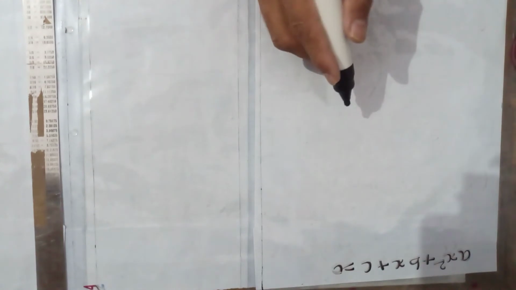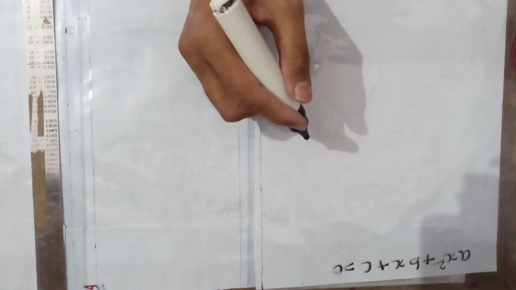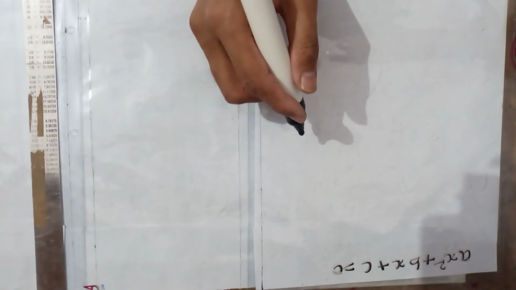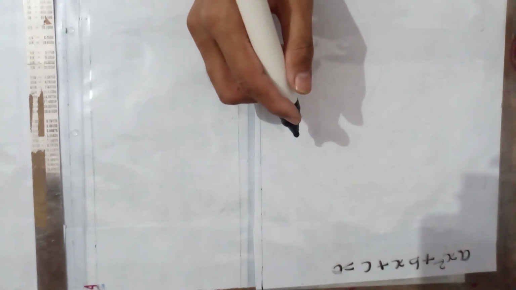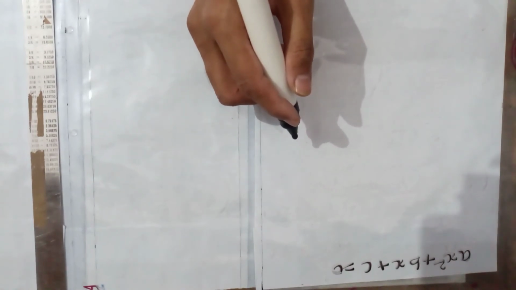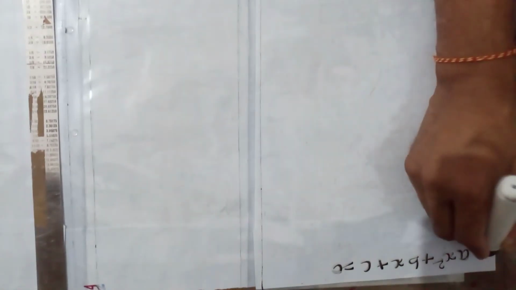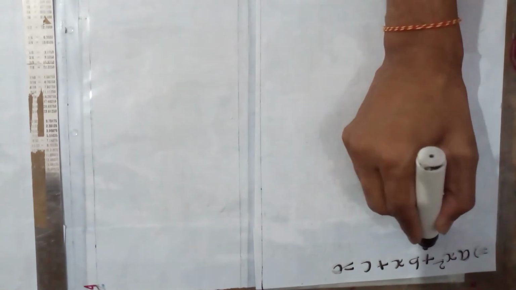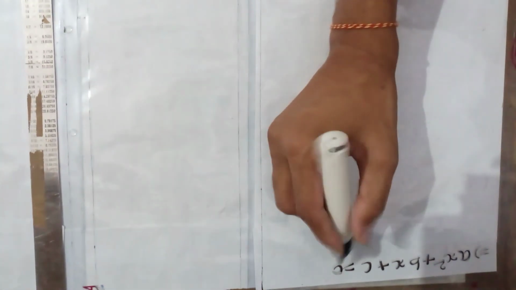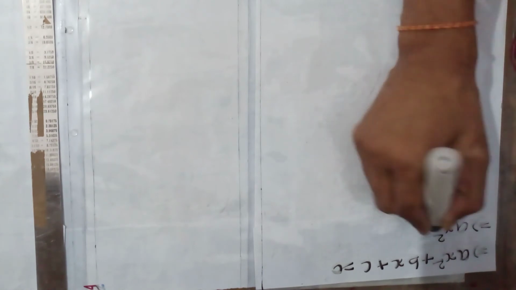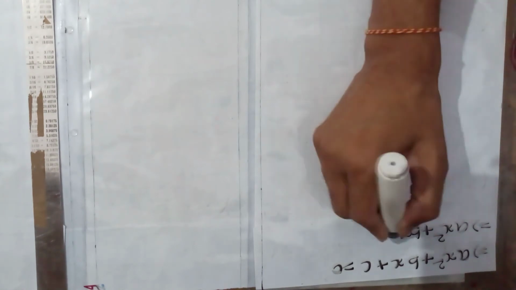We are going to derive the quadratic formula, that is x is equal to minus b plus or minus under root b square minus 4ac by 2a. For that, first of all, we have the quadratic equation ax square plus bx plus c equal to 0. The first step is you need to transpose the constant to the other side.